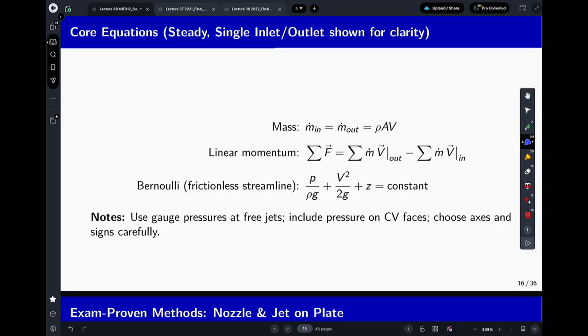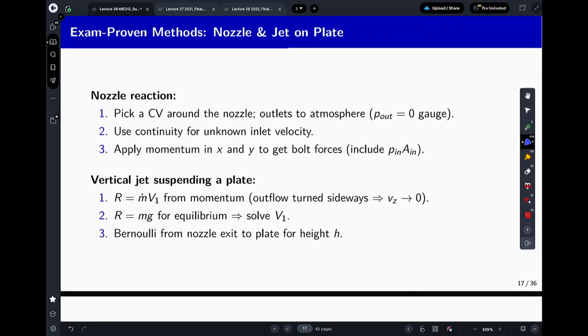Use gauge pressures for free jets. You always have gauge pressures because you're always dealing with atmospheric pressure in those cases. Include pressure on CV faces, choose axes, and sign carefully. And you know, number one thing with all of that is draw the picture. As long as you draw the picture, or even draw it directly on the problem that you have, that will help you solve things.